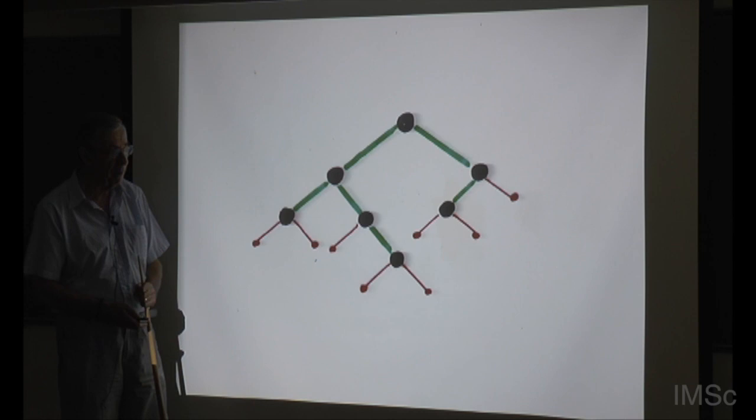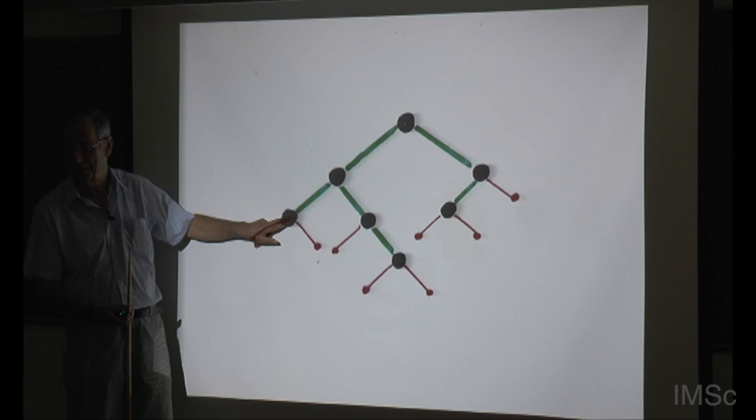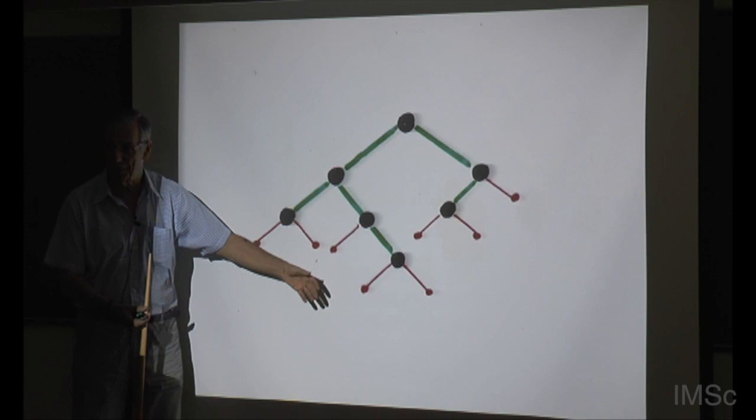And this explains the terminology: these are external vertices, and these are internal vertices. Internal vertices were the vertices of the binary tree, and external vertices are the vertices they have added to the binary tree to get a complete binary tree.